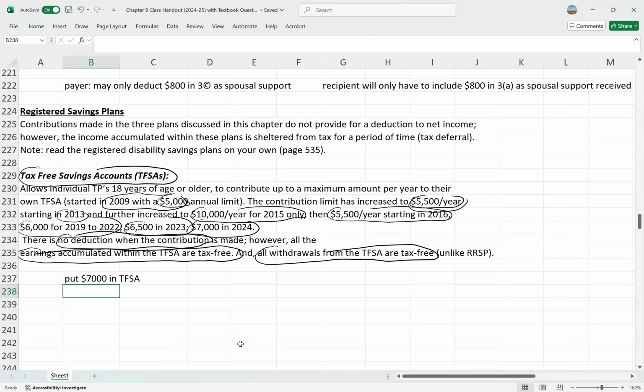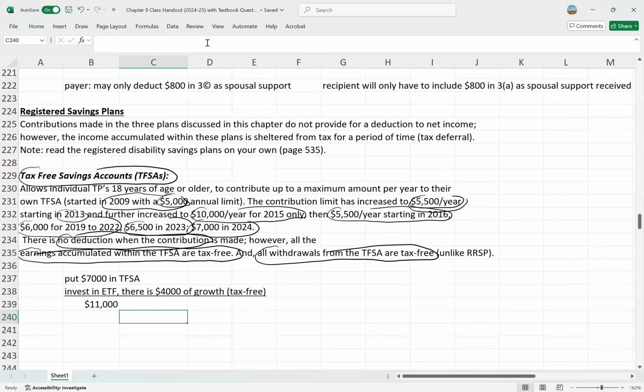So let's say for this example, we put 7,000 into the tax-free savings account. We invest in exchange traded funds, and there is $4,000 of growth. So that growth will be tax-free. So you put money into a tax-free savings account, the growth will be tax-free. So now your tax-free savings account has a value of 11,000.